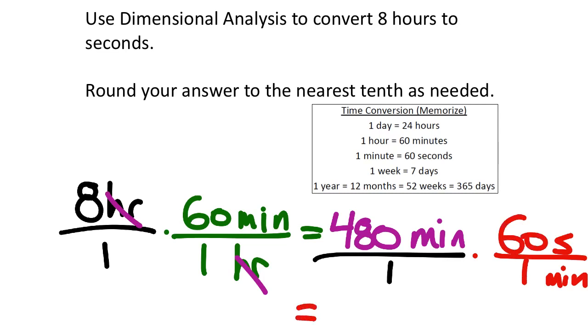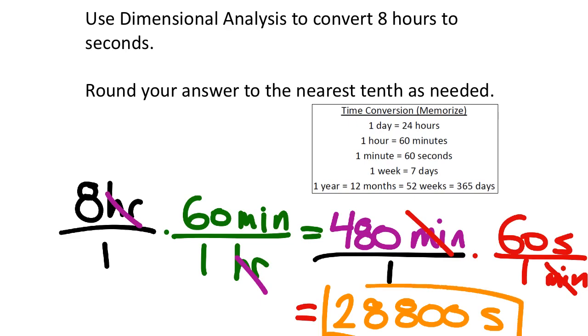Well, it's 60 seconds for 1 minute. And now I got 480 times 60. Yes, the minutes do cancel out. And so in my calculator I got 480 times 60, which is 28,800 seconds.